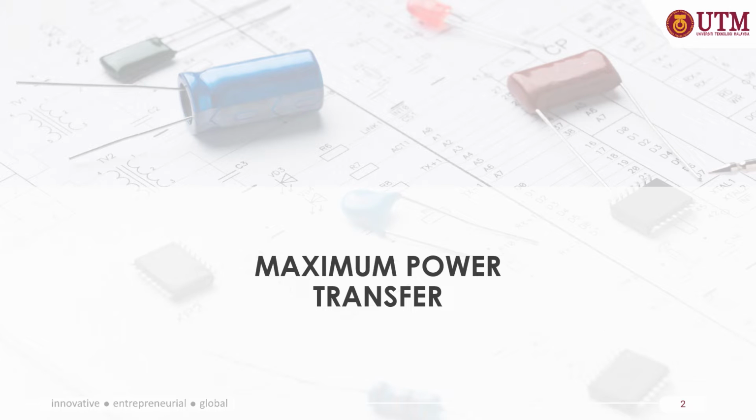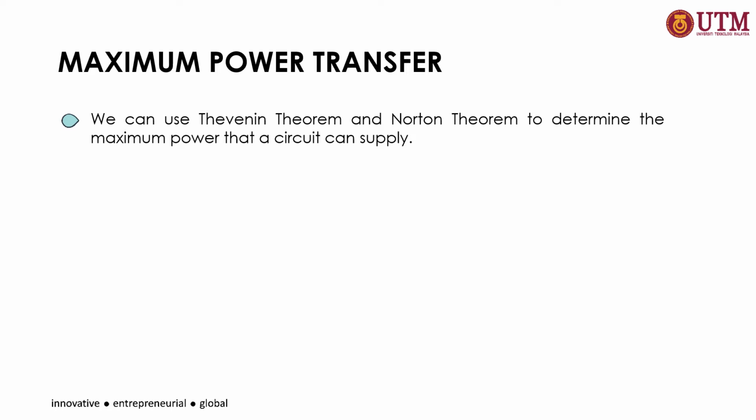This topic is about maximum power transfer. We can use the Thevenin and Norton theorems to determine the maximum power that a circuit can supply. So for example, this is the Thevenin equivalent circuit. Based on this Thevenin equivalent circuit, if we plot the power with respect to the load resistance, the maximum power is at the point where the load resistor is equal to the RTH.